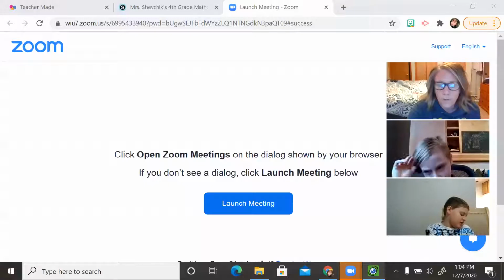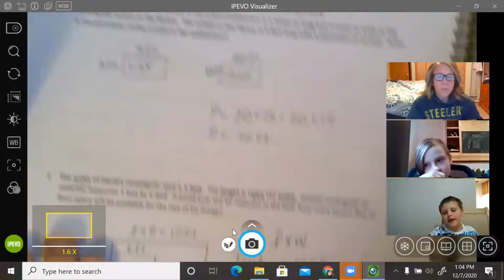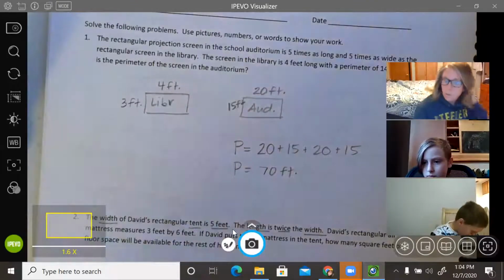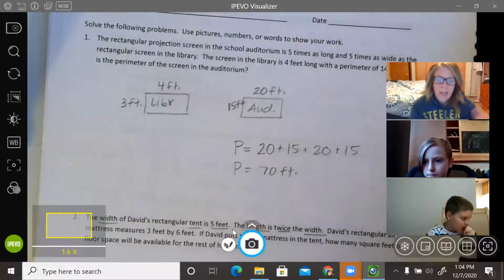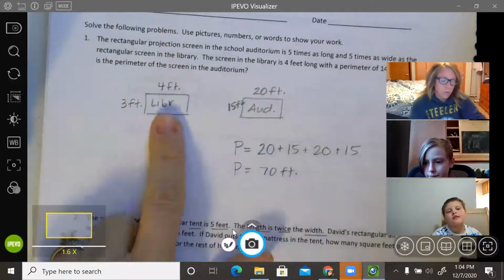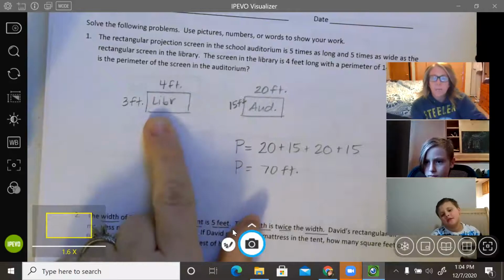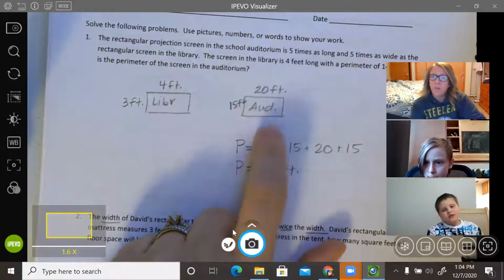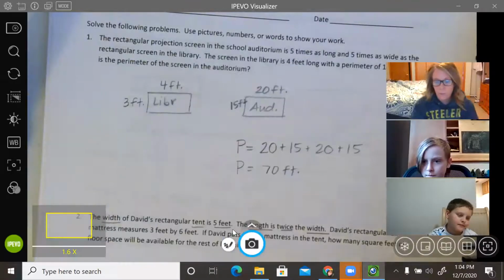You probably noticed, and I'll go ahead and share my screen with you so you can see my work that I've been doing today. It gives you the dimensions of some room or a projection screen, and then it gives you hints on other things that you need to find. So for number 1, it gave you the library screen, and you had to figure out the dimensions of the auditorium to then find the perimeter.